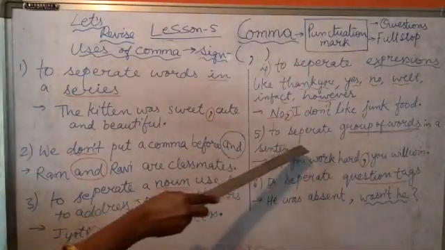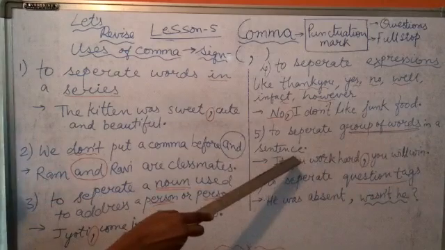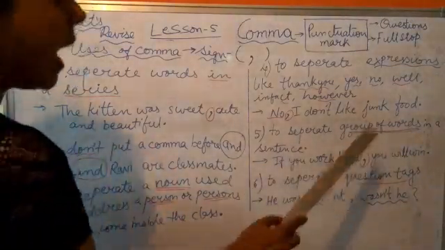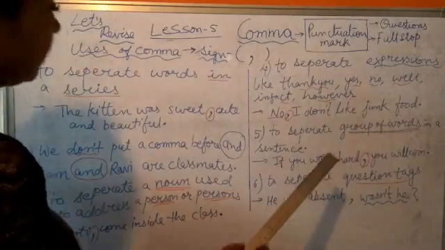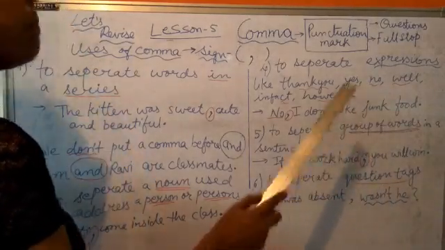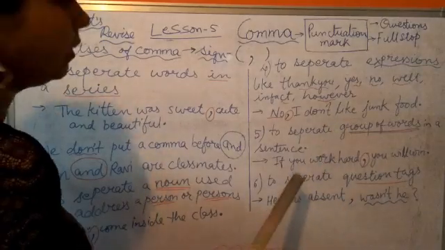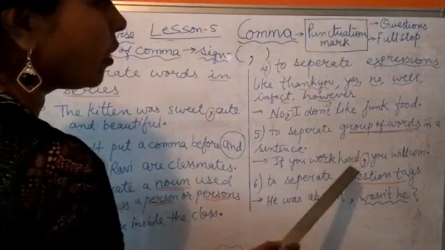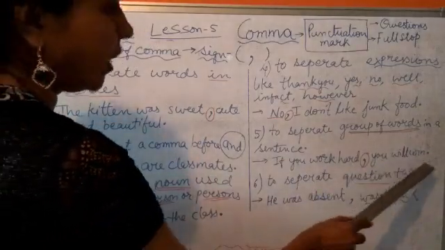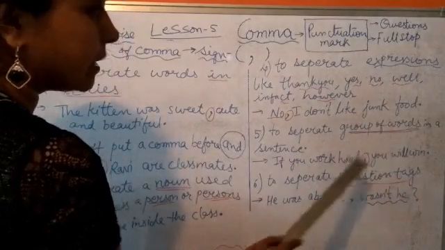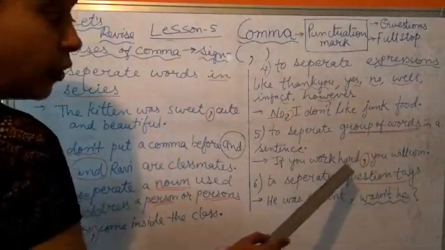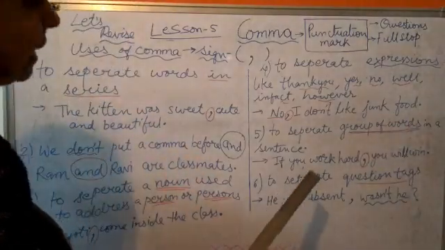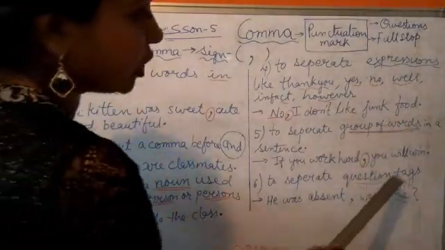Number 5, to separate groups of words in a sentence. Now, here two groups of words are there and we have to separate them using a comma. For example, if you work hard, you will win. Now, if you work hard, comma, you will win. These are groups of words in a sentence, which means whenever you are working hard, your success is at your feet.